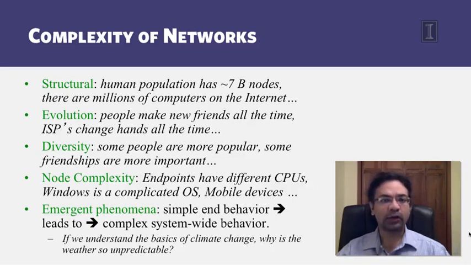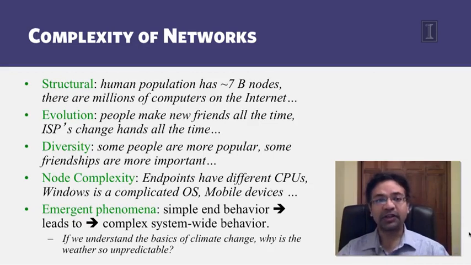These networks evolve over time. They don't look the same now as they did 1 year ago, and they don't look the same now as they will 1 year from now. This is because people make friends all the time, new people are born, people die, relationships change over time. In the internet, the ISPs change hands all the time, so the links in the internet change as well. And of course, in the World Wide Web, as you know, new pages are created as well as new edges and new links added all the time.